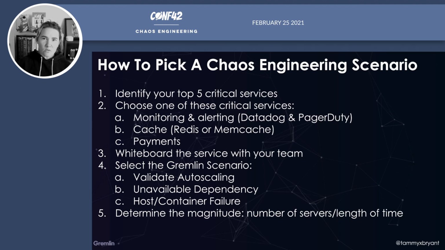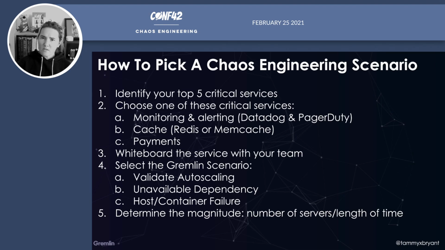So for example, I'll give you 3 different types of critical services that you'll often see. One is monitoring and alerting or observability. That's definitely a critical service. The next is cache, for example, Redis or Memcache. And then a third, for example, would be payments. Another one that you may be thinking about, databases. That's another critical service. Next up, step 3, whiteboard the service with your team.